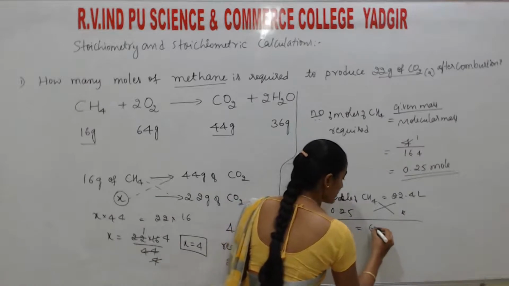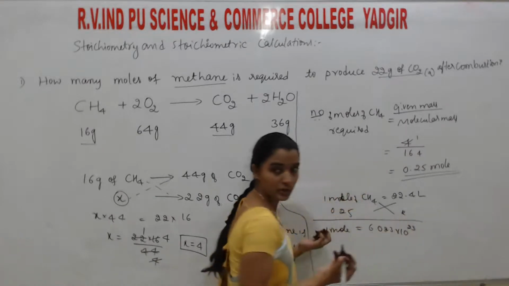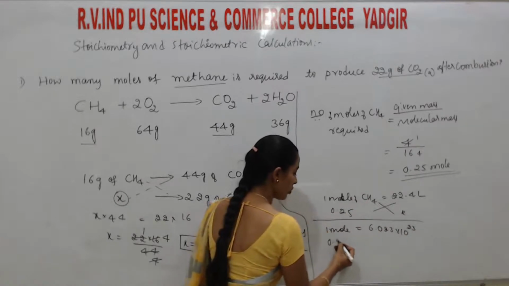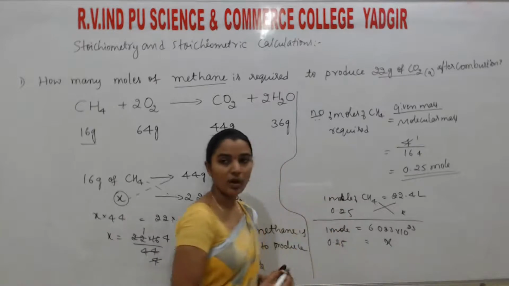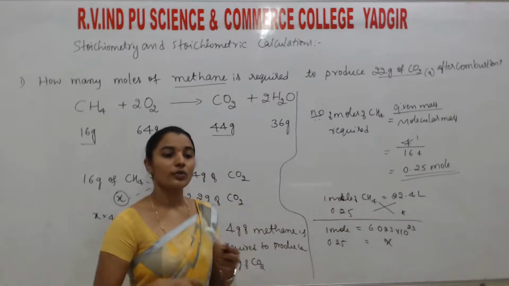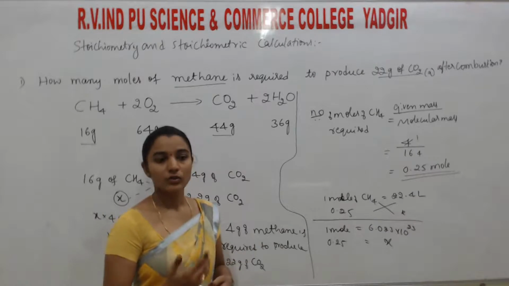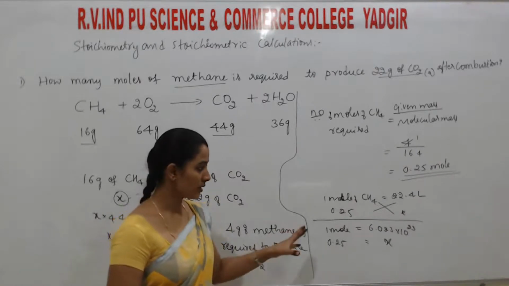One mole is equal to 6.023 into 10 power 23 atoms. Here the number of moles is 0.25, then how many atoms are there? Once you know the mole, you can compare with anything to obtain the answer. Understood? So this is very easy.